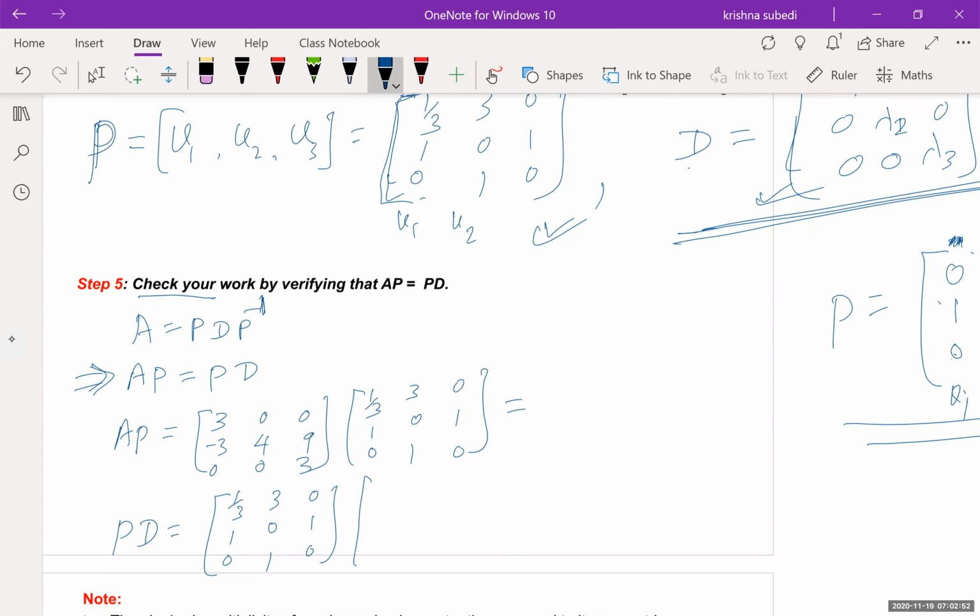Okay, what is D? 3, 0, 0. For this one, this vector is for lambda equal 3. Yes, 3, 0, 0, 0, 3, 0, 0, 0, 4. I want you to find this and check whether they are equal or not. If they are equal, then your answer is correct, our process is correct. If they are not equal, then we need to go back and check where we made a mistake, okay?